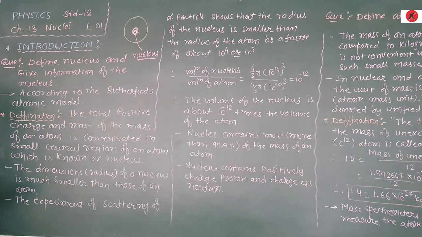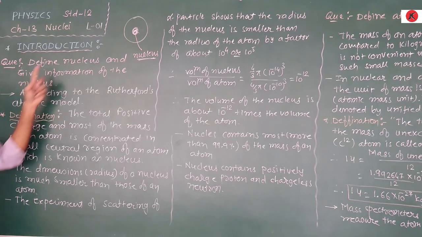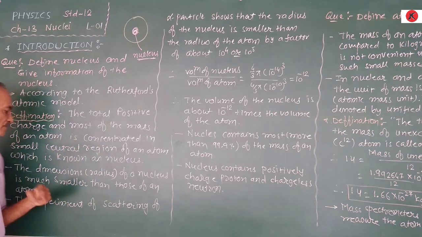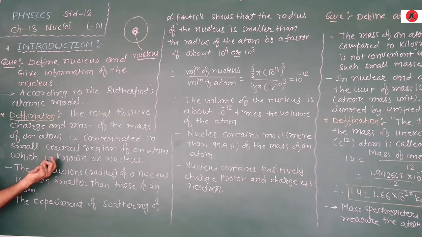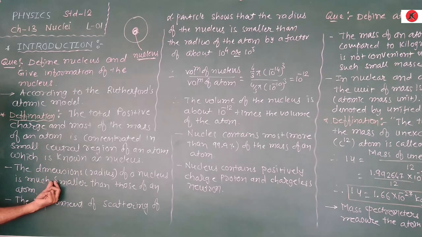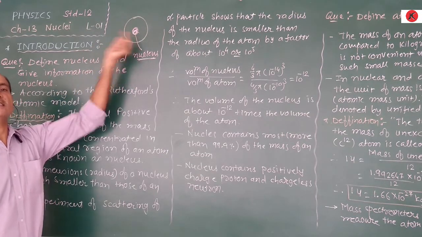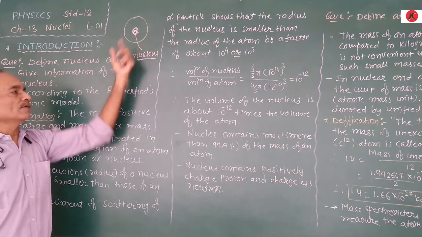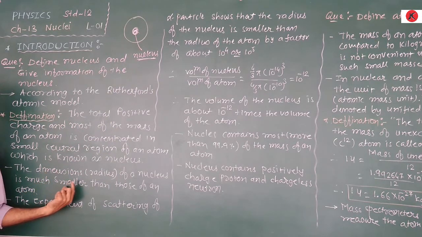Therefore, the question is: define nucleus and give information about the nucleus. According to Rutherford's atomic model, the definition of nucleus is: the total positive charge and most of the mass of the atom is concentrated in a small central region of an atom, which is known as the nucleus. The radius of the nucleus is much smaller than that of an atom. The nucleus is a very small region of the atom.